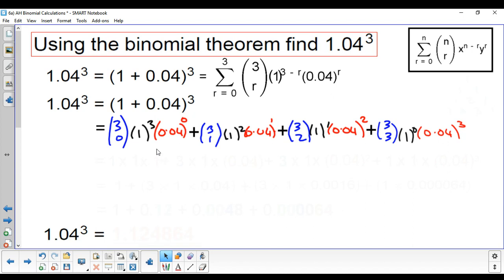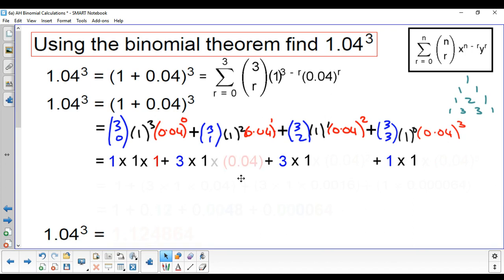It's just the same as what you have been doing, except you get numbers. And you know that you have your Pascal's triangle. So you've got 1, 3, 3, 1. 1 to the power of anything is just 1. So it's just this part here. So that to the power of 0 is 1. This to the power of 1 is just 0.04.